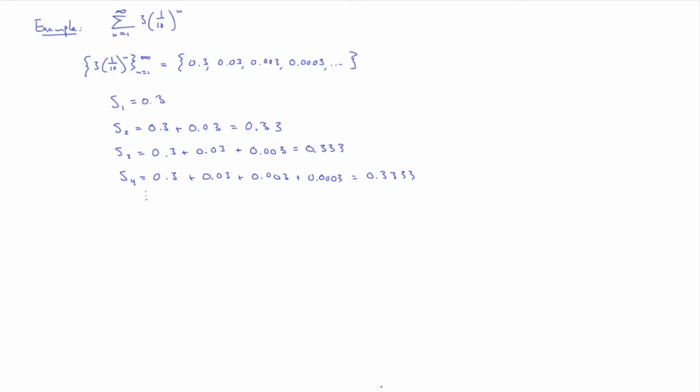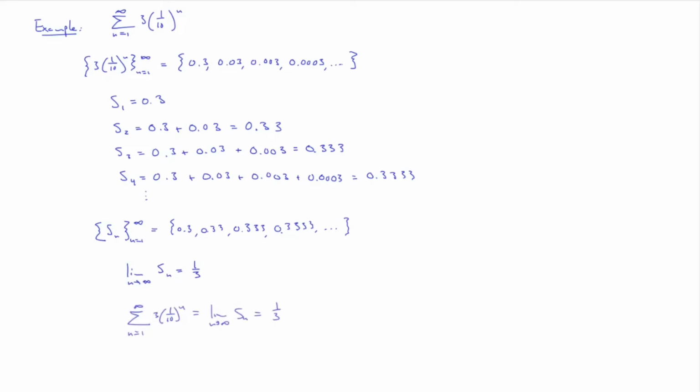And then the second partial sum is the sum of the first 2 terms. That's 0.3 plus 0.03, which is 0.33. And the third partial sum is 0.333, and you can see that the fourth partial sum is 0.3333, etc. So that the sequence of nth partial sums is the sequence 0.3, 0.33, 0.333, 0.3333, etc., and on and on and on forever. And it's clear that this sequence does have a limit, and the limit of this sequence is 1/3.